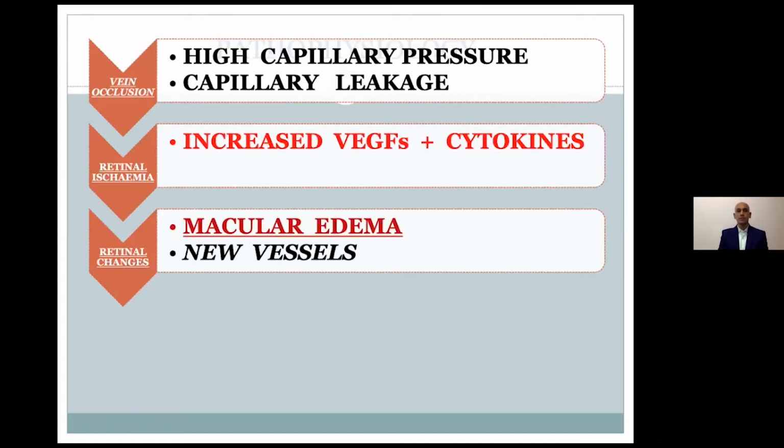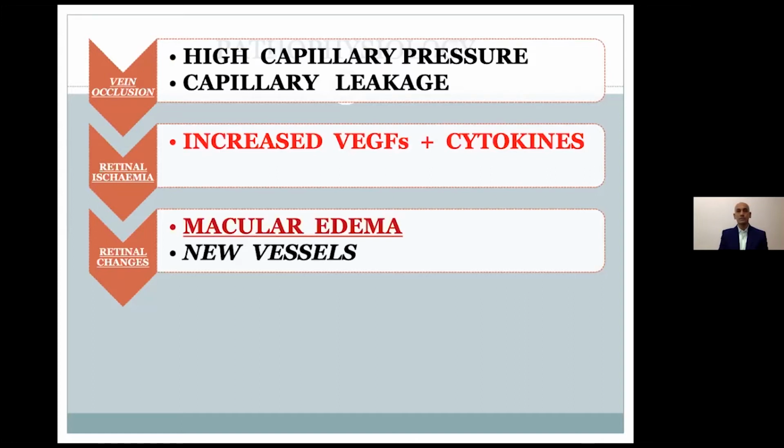The pathophysiology is that once there's an occlusion in the retinal vein, it leads to high capillary pressure because of the backflow, as well as capillary leakage and changes in the endothelium lining the capillaries. This will lead to ischemia and hypoxia, and the retinal tissue starts secreting vascular endothelial growth factors and other cytokines and inflammatory modulators into the vitreous cavity. That in turn sets up a vicious cycle, leading to more leak from the capillary endothelium and collection of fluid, macular edema, and ultimately new vessels, wherein the body is trying to divert the blood flow.